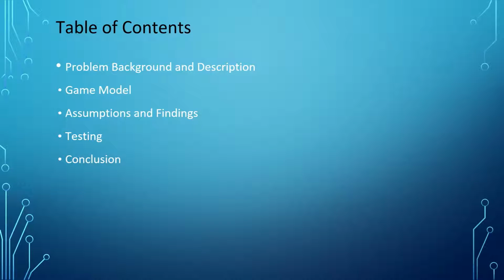Here's the table of contents for what I'll be covering in this presentation. I'll begin with giving a background and description of the problem discussed in the research paper. I will then dive into how the author models this problem with the game model. From here, I will discuss the various findings in the research paper, how the author tested his framework, and then I'll review the overall conclusions.